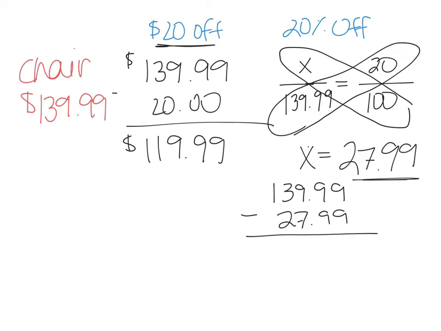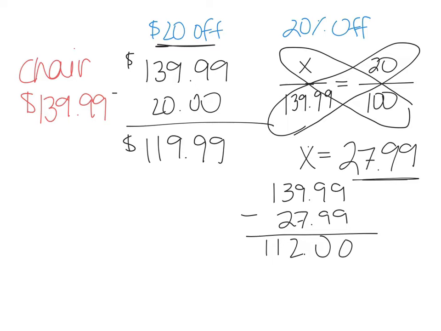So what I would do is I would take the $139.99 and subtract the discount, because now this amount is what I get off of the price. So when I do that, I end up getting $112 as my total. So with 20% off, I'm going to now pay $112.